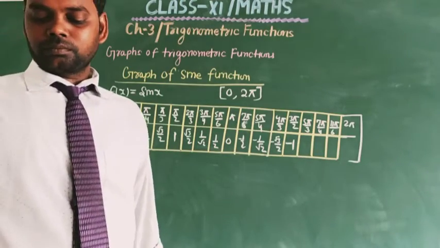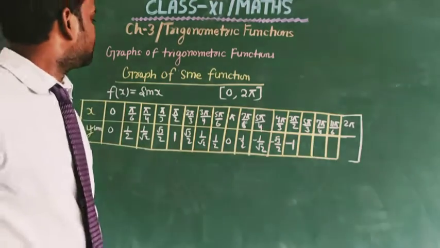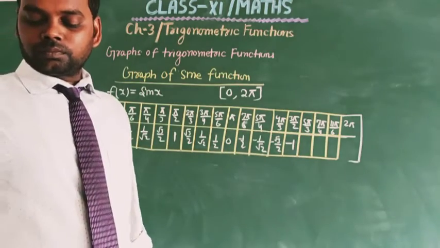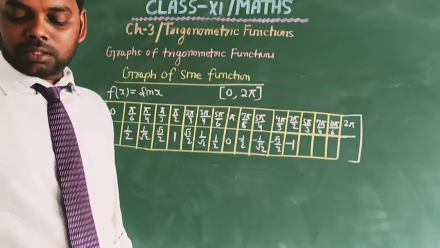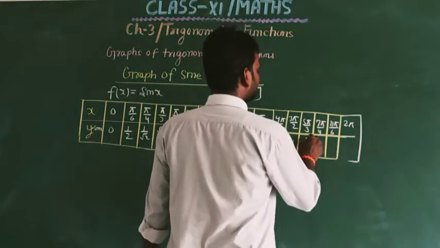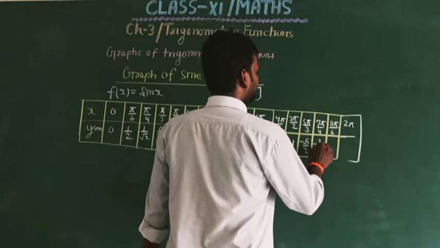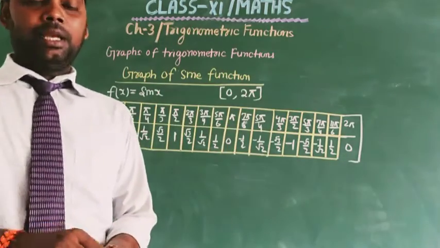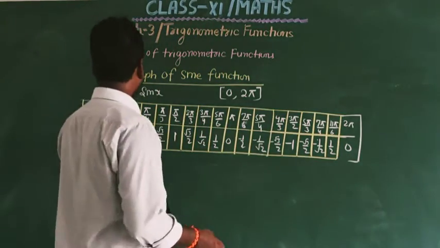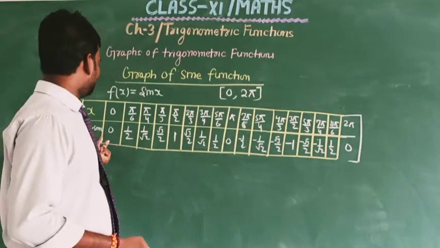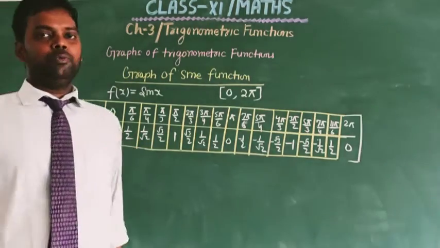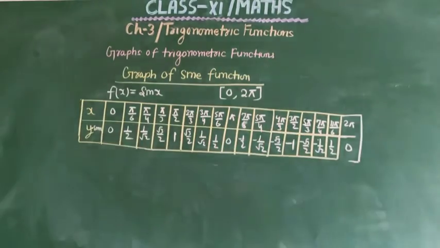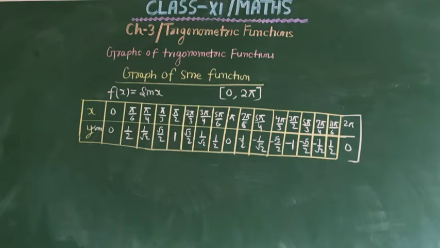Okay, so these are minus root 3 by 2, minus 1 by root 2, minus 1 by 2, and 0, and sin 2 pi is 0. Okay, so in order to draw the graph of these points, we take a suitable scale on the xy plane and plot the points.